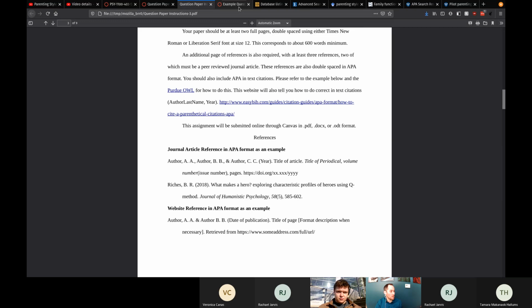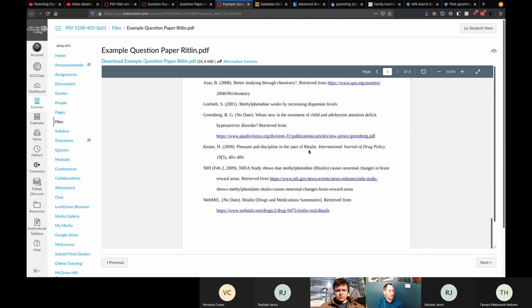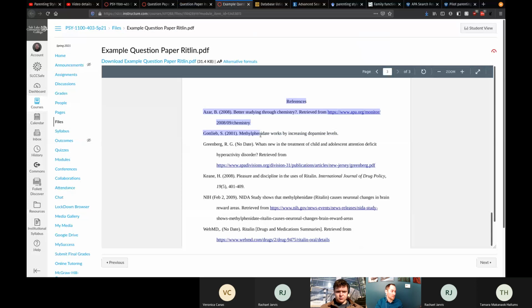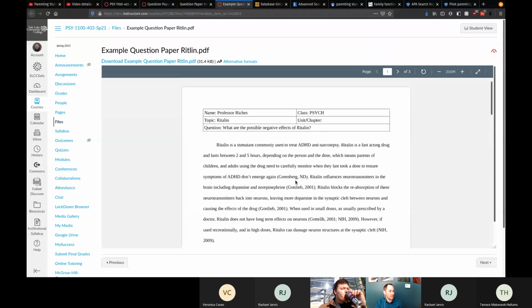So let's look at an example question paper. This is the one I've shared with you. So as I'm discussing the research I found to answer my question about Ritalin, I might make a statement like, Ritalin influences neurotransmitters in the brain, including dopamine and norepinephrine. So the source that I read that from and learned that from was this Gottlieb 2001. So down in the reference list, I have the full APA citation for Gottlieb. Well, I should. This is actually a mistake right there. It's not the full APA citation there. It should look more like this or like this one.